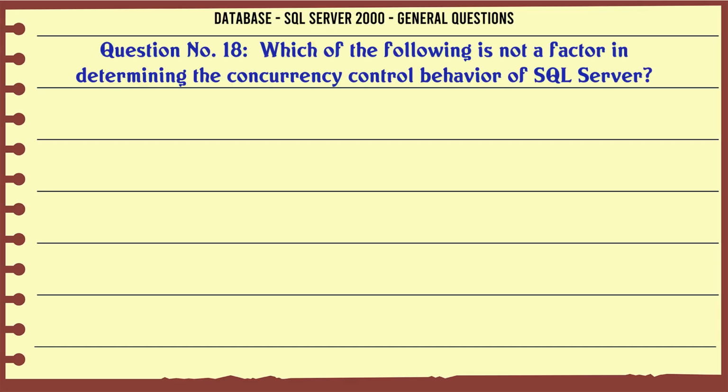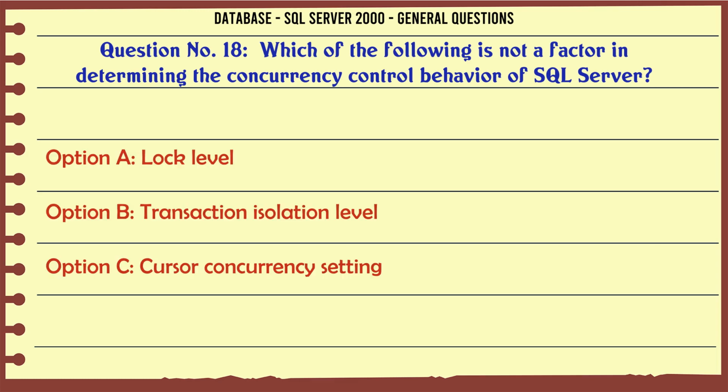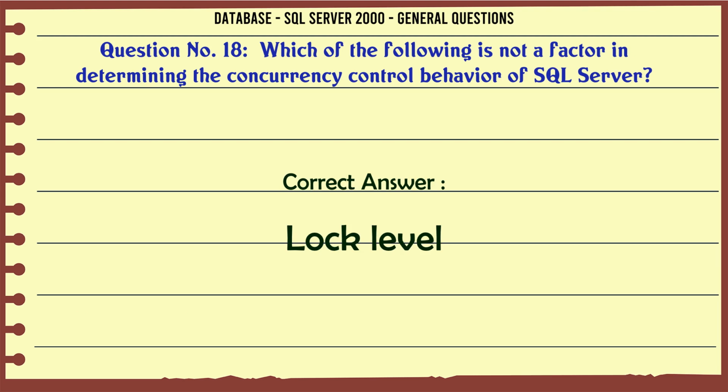Which of the following is not a factor in determining the concurrency control behavior of SQL Server? A. Lock level. B. Transaction isolation level. C. Cursor concurrency setting. D. Locking hints. The correct answer is lock level.